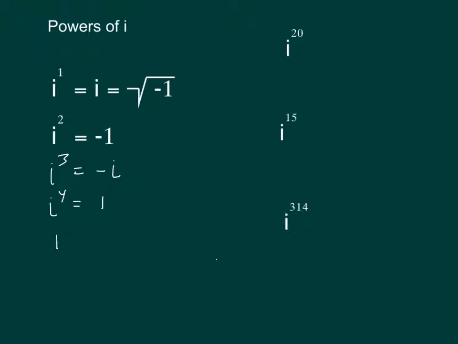Which means when I get to i to the fifth, and I just multiply i to the fourth by another i, I'm coming back to i, which means the cycle has started again. Every time you have 4 i's multiplying together, it's just going to give you a total of 1. And so that's really convenient in evaluating any power of i. It's going to be one of these 4 things. It's either going to be i, -1, negative i, or 1, because then the cycle starts again.